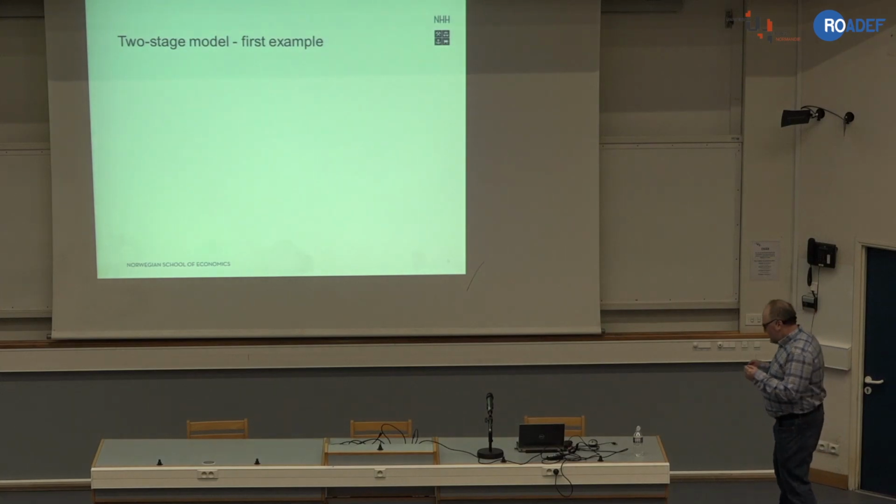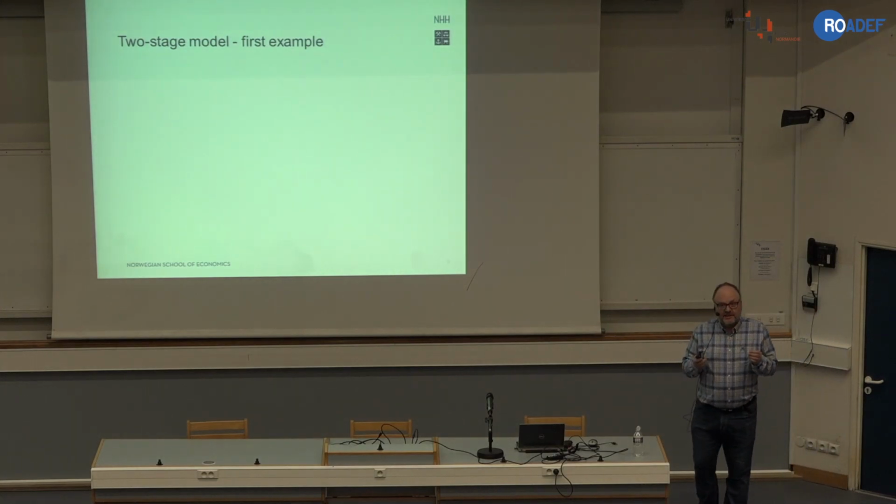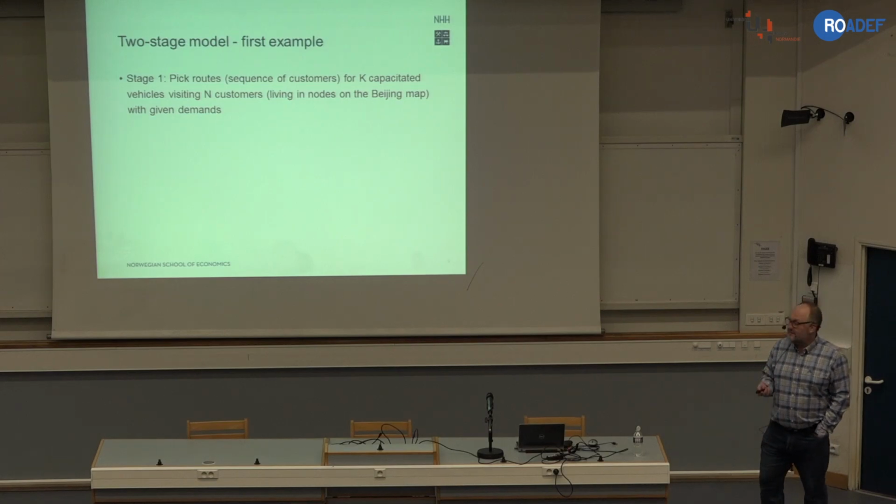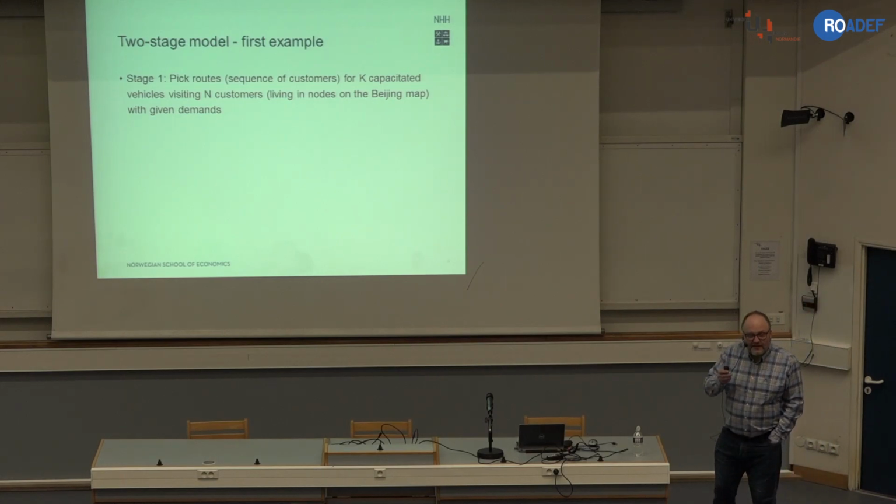And this is going to be a 2-stage model still. I want to go dynamic, but that's much more difficult. So we have a 2-stage model, and it basically goes like this. In stage 1, in the first part, you pick routes, sequences of customers, for K capacitated vehicles visiting n customers. This is just as you do in all the deterministic ones too, right? But there you don't distinguish between the stages. But that is a route. It's a sequence of customers.